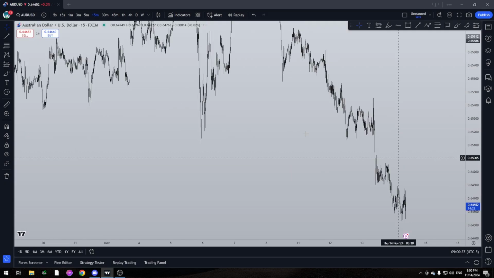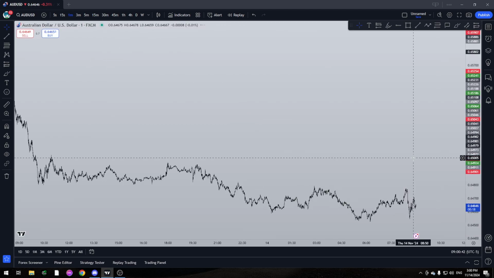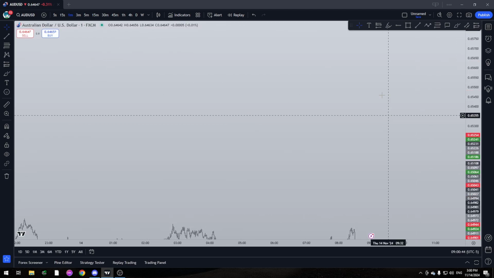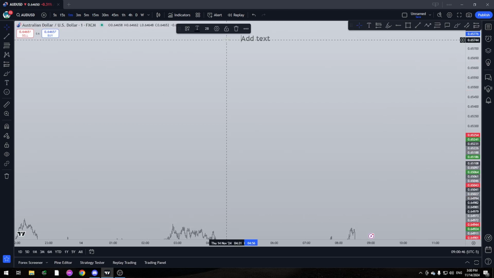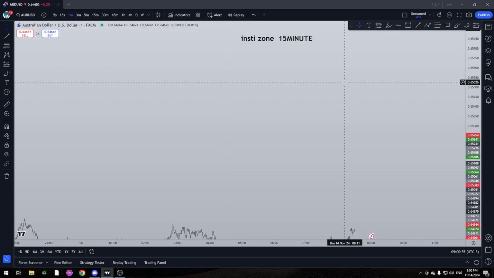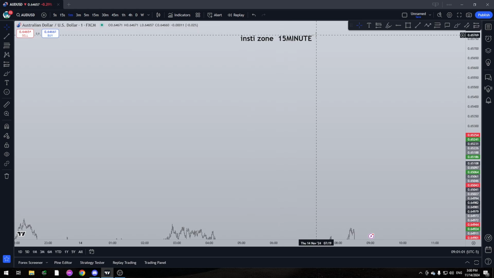So let's go to USD, 1 minute. Mostly for you guys, it's the 15-minute institutional zone. I'm going to show you guys on the 1 minute because the charts are always the same. But the institutional zones are the most effective on the 15-minute. They also work on the 5 and 1 minute. But for beginner traders, use the 15-minute.